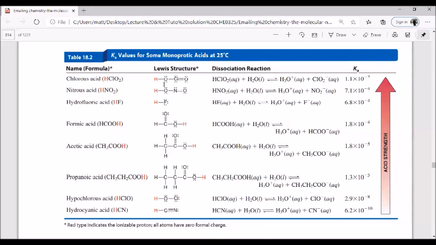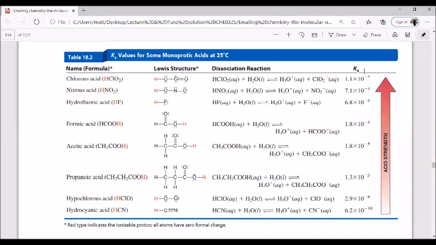Okay, so you can see the Lewis structure shows the red colors represent the hydrogen that dissociates from the molecule to form H+, and combines with water to form hydronium ion. You can see the Ka values: for chlorous acid 1.1 times 10 negative 2, nitrous acid 7.1 times 10 negative 4. The Ka values are decreasing. The lowest among these is 6.2 times 10 negative 10, hydrocyanic acid.